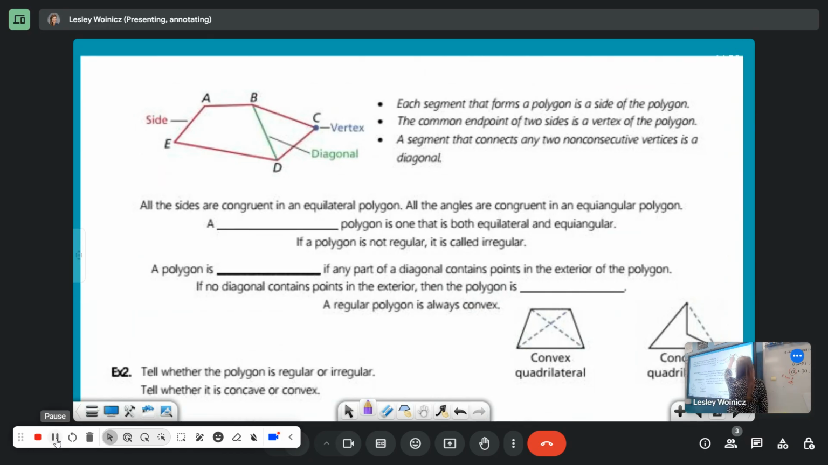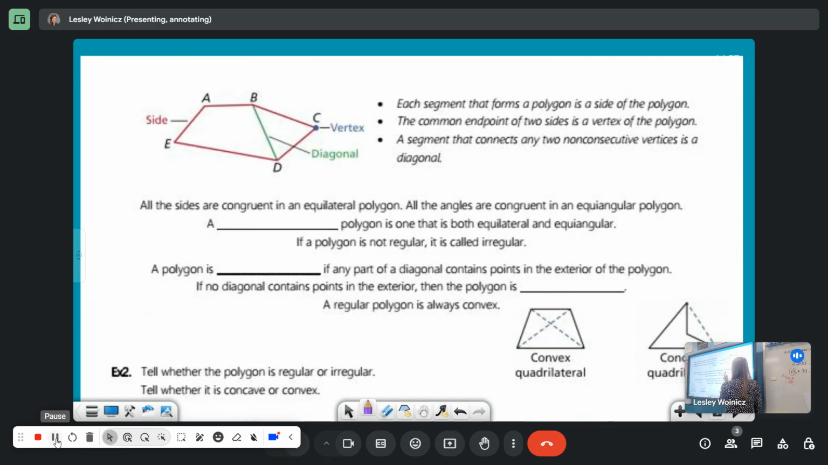So A and E are consecutive because they follow one after the other. So non-consecutive is like when we skip. Yeah, B to D, A to D, E to C. So any of those connections would be diagonals. Everybody happy with that? Okay.